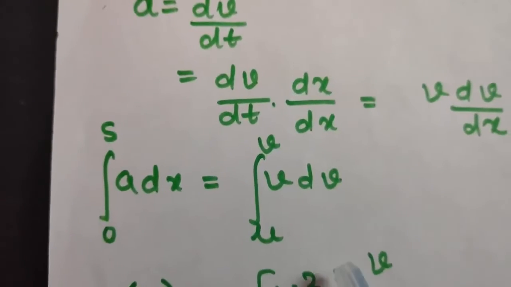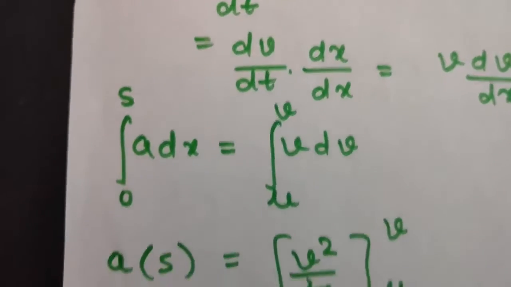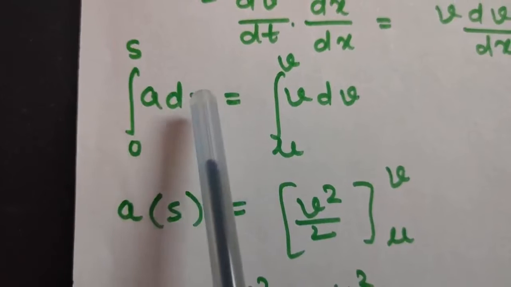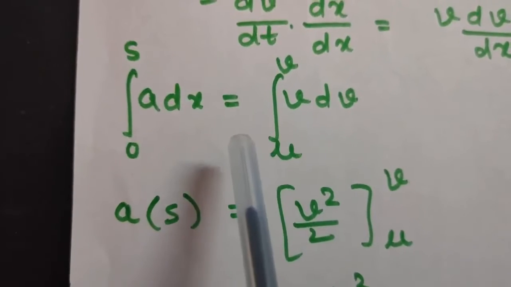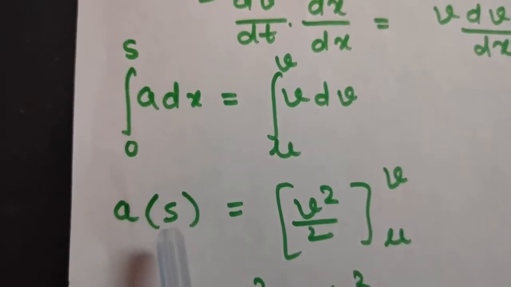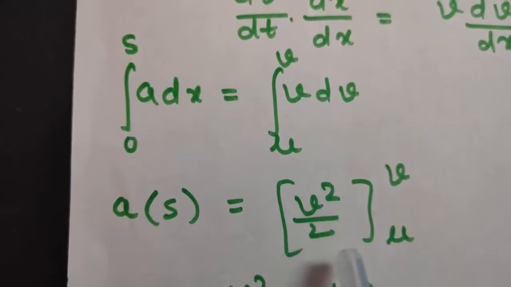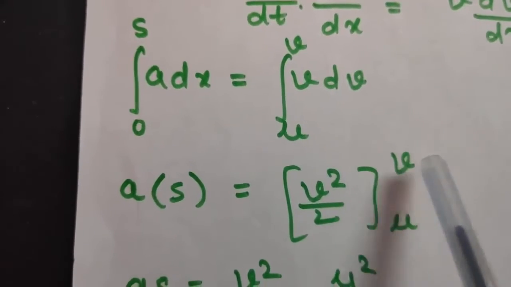Okay, so u is initial velocity, v is final velocity. Again, now you can easily integrate it. a is constant, it will come outside. Integration of dx will be x, but when you put the limits, it will come s. Similarly, integration of v dv will be v square upon 2, and limits are from u to v.